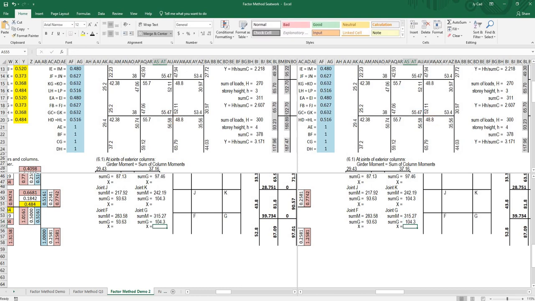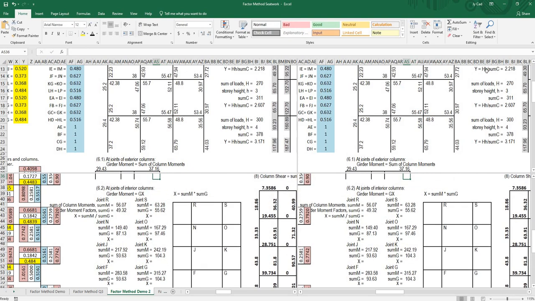Okay, next, we now go to X. X is equal to summation M divided by summation G. So, ang gagawin natin dito is X is equal to summation M. Dito, click mo lang yan. Divided by summation G. Click mo lang yung nasa taas niya. Then you press enter. So 1.13.